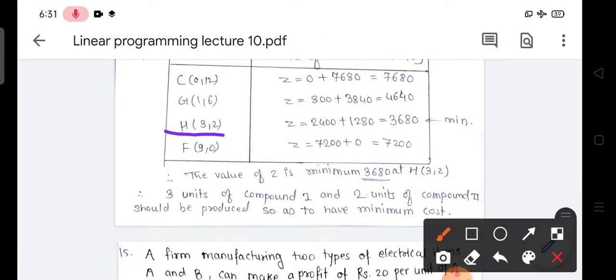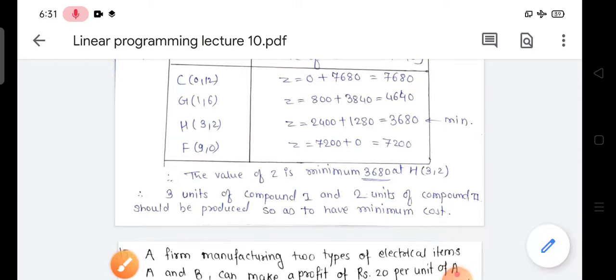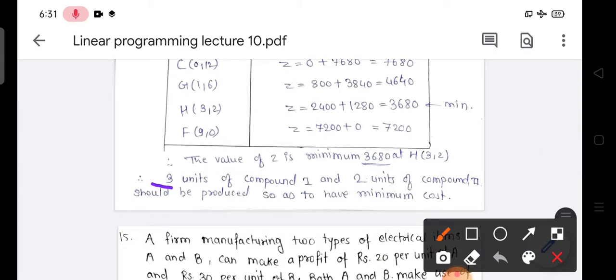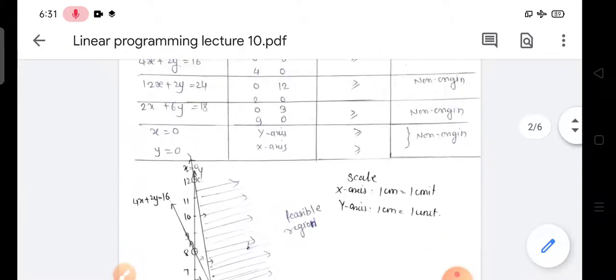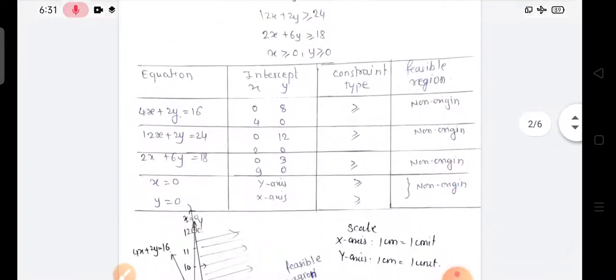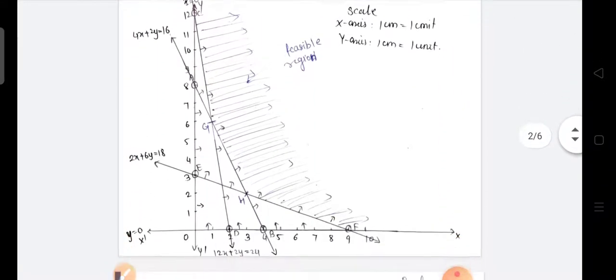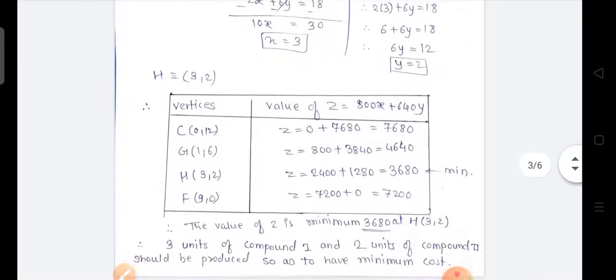That is, the x coordinate is the number of units of compound 1 and the y coordinate is the number of units of compound 2. So what we conclude from this? 3 units of compound 1 and 2 units of compound 2 should be produced so as to have minimum cost. Understood here? So this example is for 4 marks. Formulation of LPP, then table, then graph, and then the last answer.